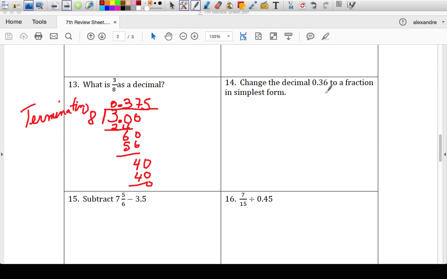Okay. Change the decimal 0.36 to a fraction. It's going to be 36 over 100, because the 6 is in the hundredths place value. If you simplify it, divide by 4 and you get 9 over 100 divided by 4, which is 25. Okay.